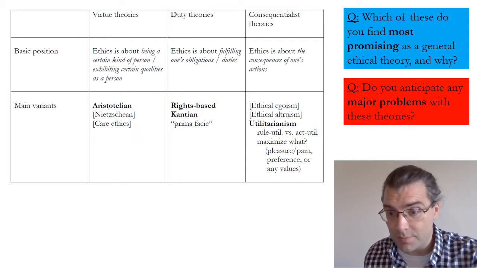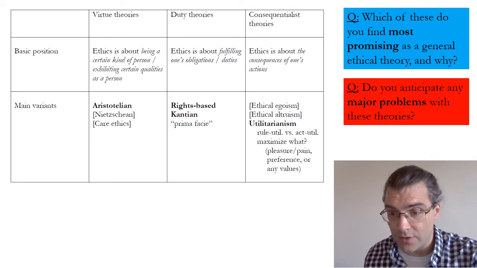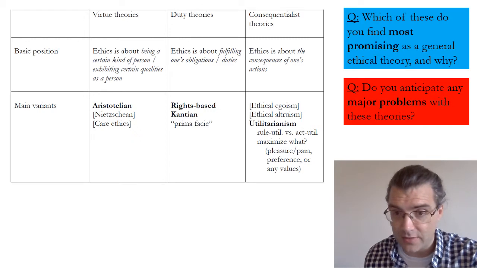Within each of these broad categories, there's a main tradition. Under the consequentialist category, that's utilitarianism. Under the duty-based theories, that's Kantianism. And under the virtue theories, that's Aristotelianism. And I said a little bit more about each of those theories in the last set of video lectures.